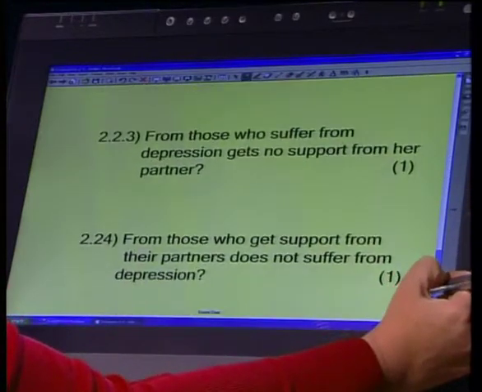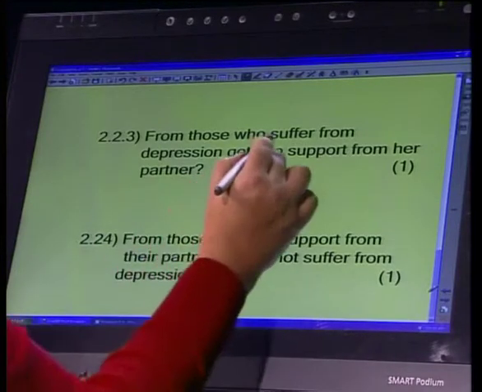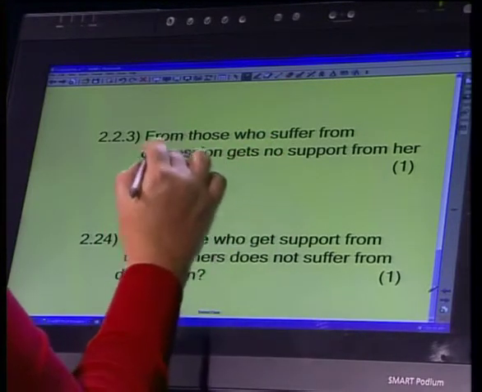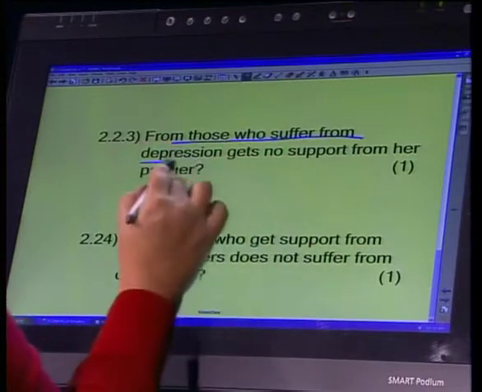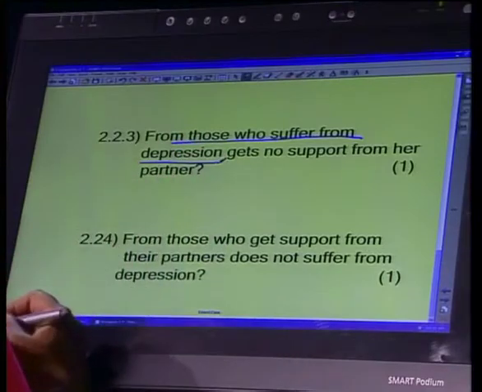As you go further down, you will notice that it says from those who suffer from depression, okay, and that means that the people that suffer from depression are the ones that you need to have as your denominator.